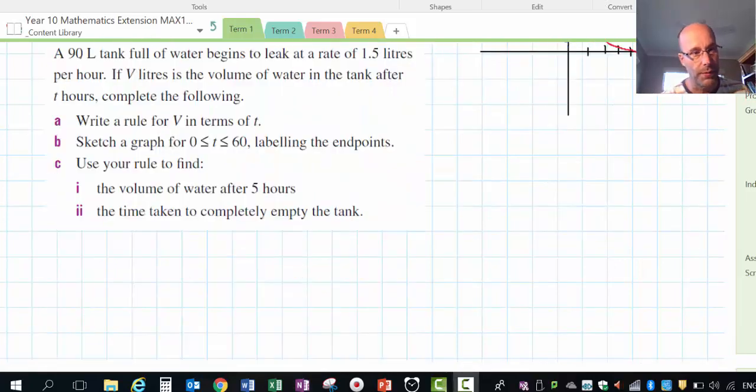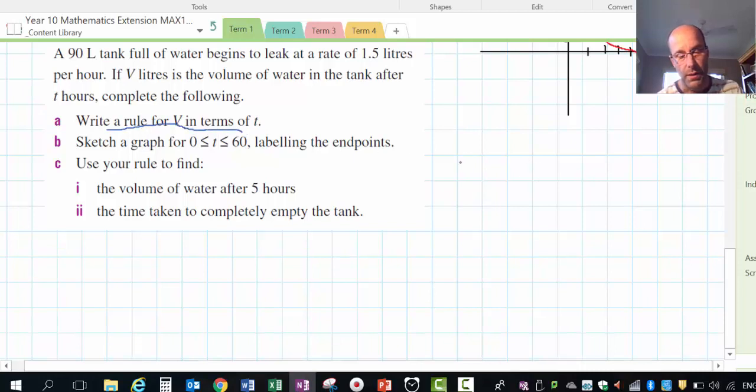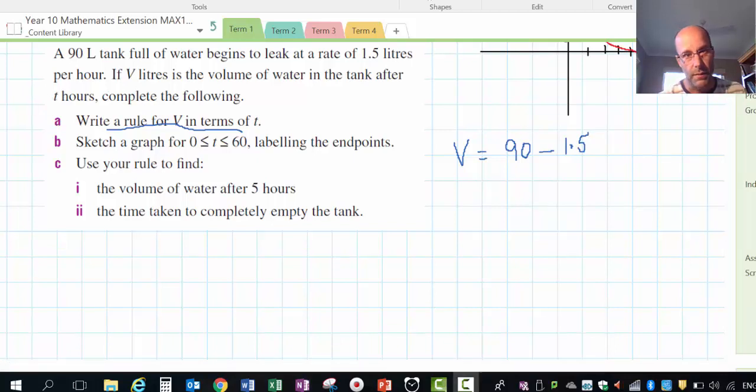Problem solving now. So we've got a 90 litre full tank. It begins to leak at a rate of 1.5 litres per hour. V litres is the volume of water in the tank, and T is in hours. Write a rule for V in terms of T. Okay, so V depends on T, so it's V equals. We start with 90, and then the tank is leaking, so it's 90 minus 1.5 litres per hour, so that's 1.5 times the number of hours, so that would be 1.5T.